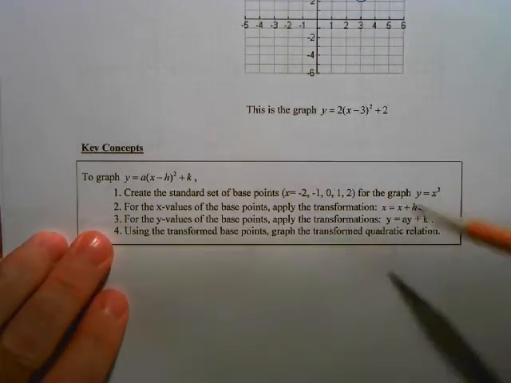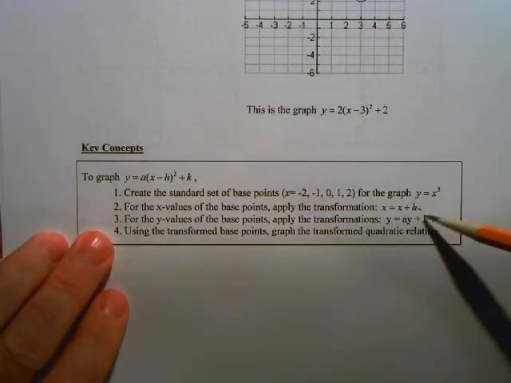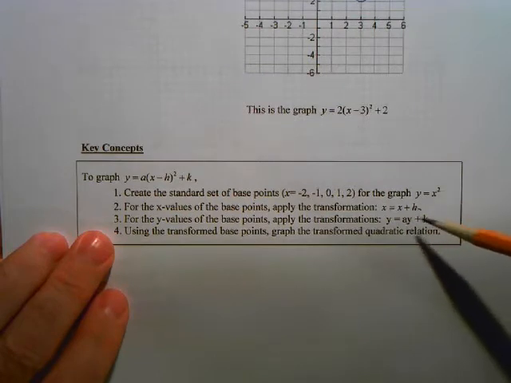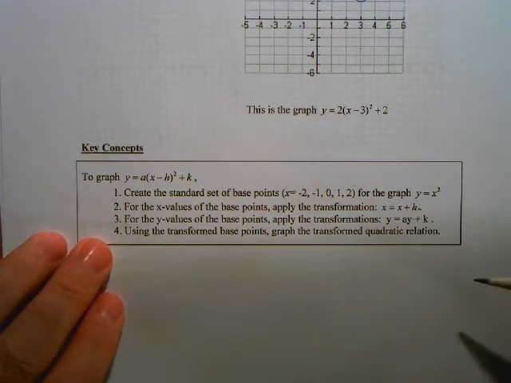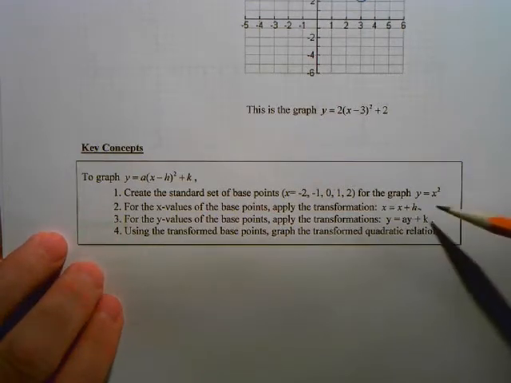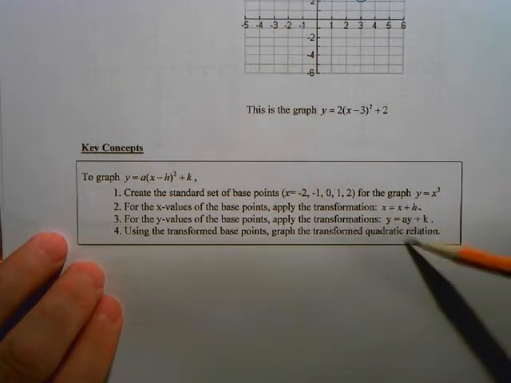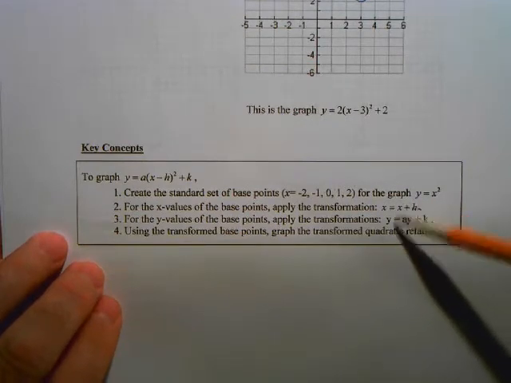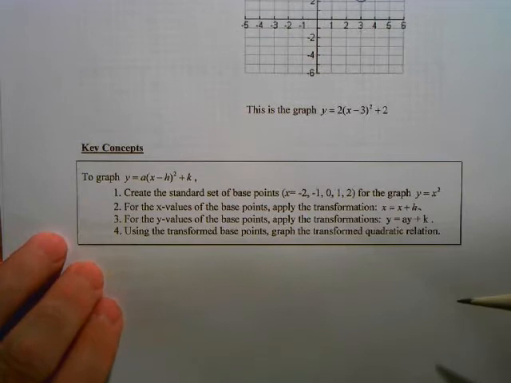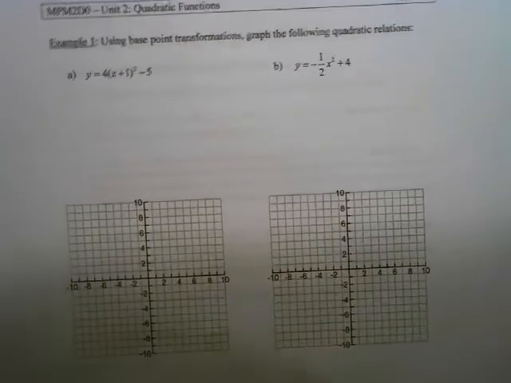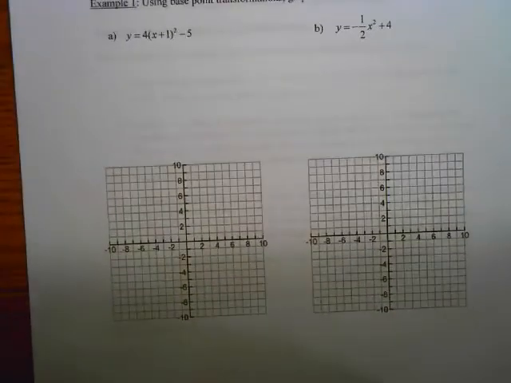This one is a little more complicated because there's 2 transformations. So we multiply the previous value of y by a, and then we add k. And then this table of values that we just created, we got 5 points. The middle point is always the vertex, and then we just plot those 5 points on a graph. Draw a nice smooth parabola, and we're done. Okay, so I've got 2 examples here that we're going to go through.